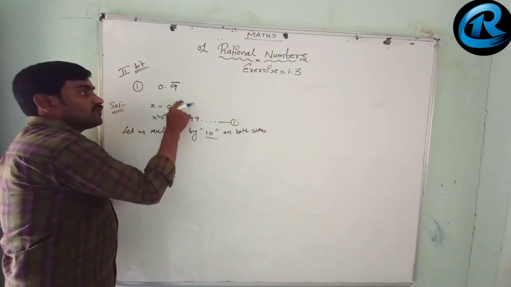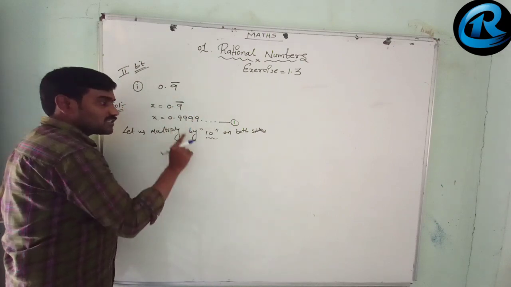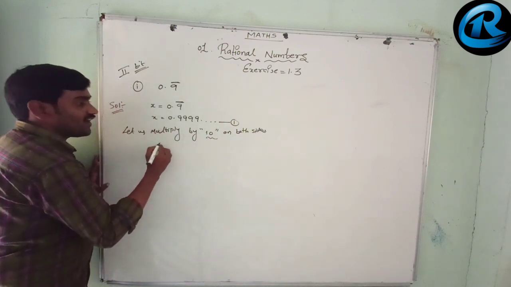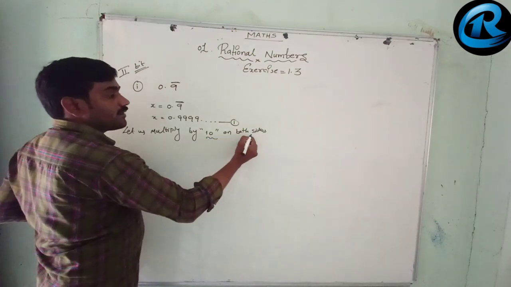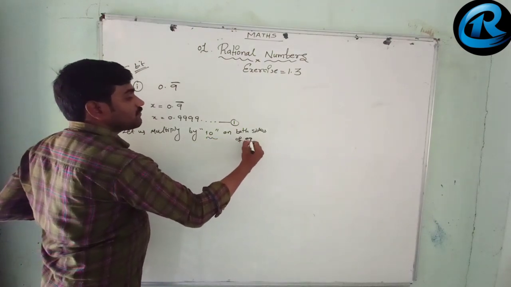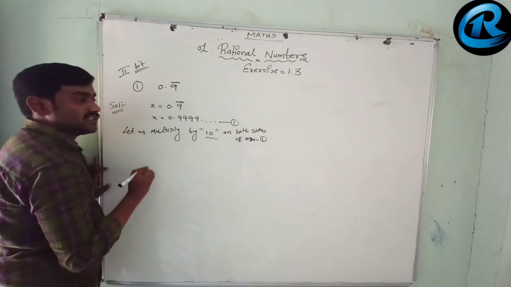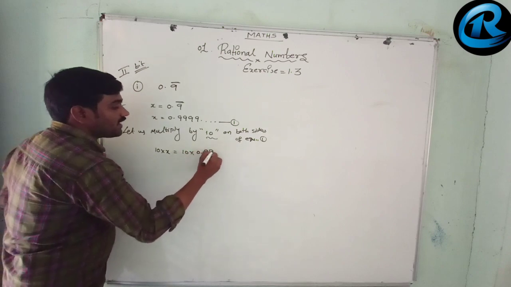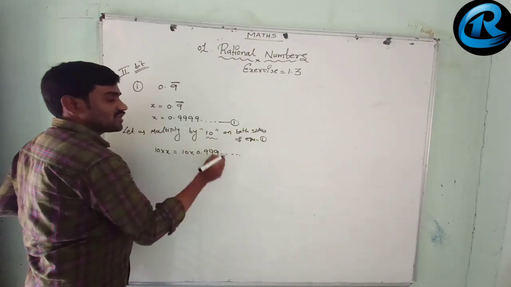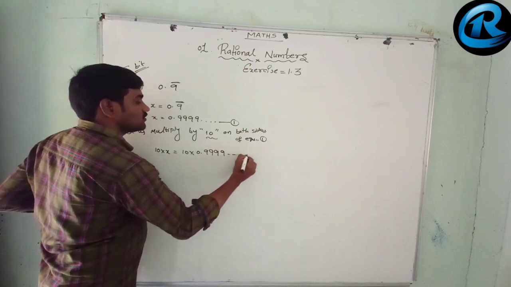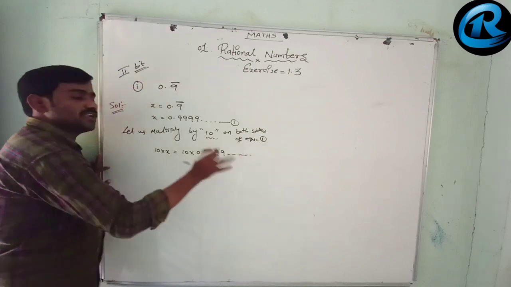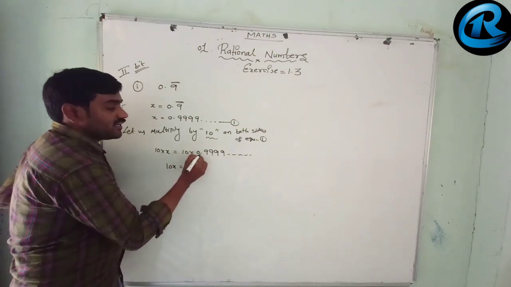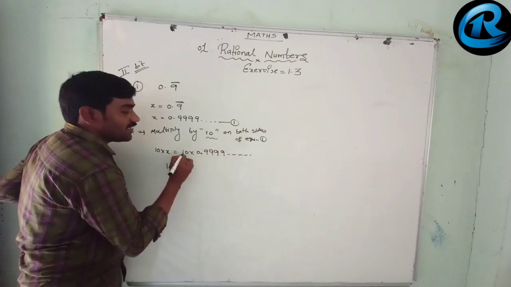Now here we have only one digit repeating, so only one digit has a bar. So let us multiply by 10, and not only one side, on both sides of equation number 1. So 10 into x equals 10 into 0.999 and so on. Here I write it 4 times, there 3 times; you can write it any number of times. These dots tell you that you can write as many as you need. So 10x equals 10 into 0.999 bar.